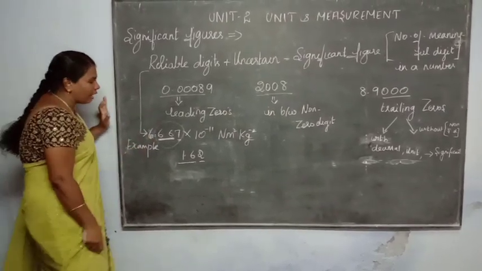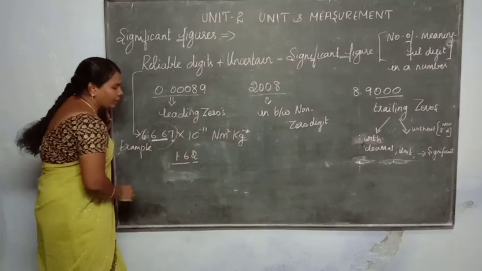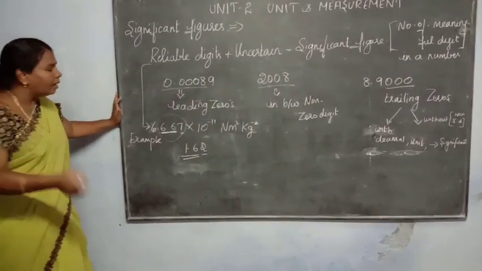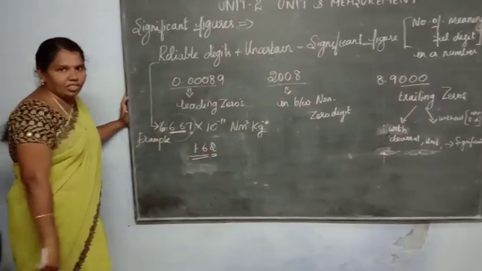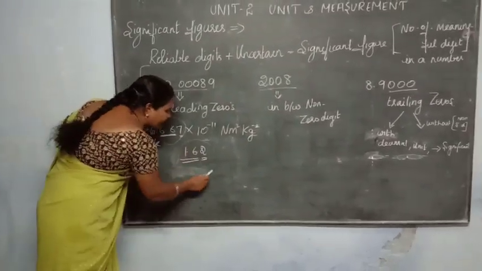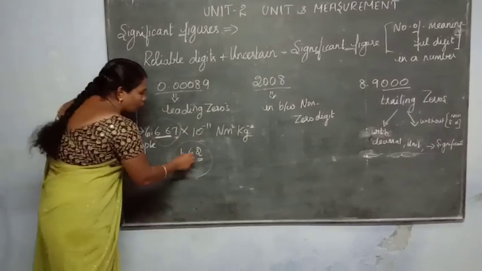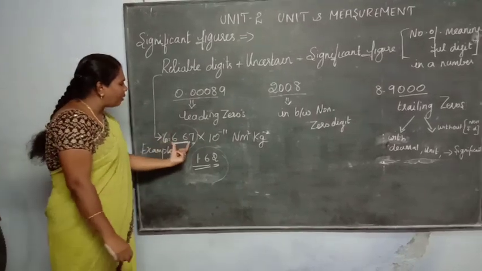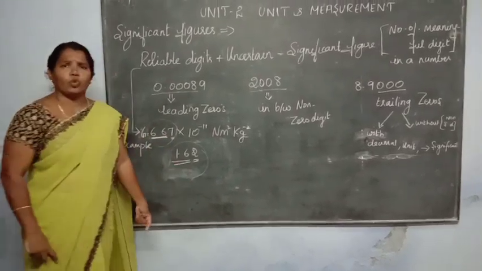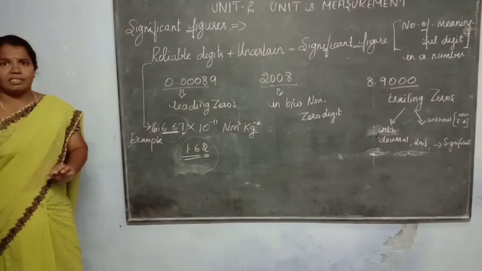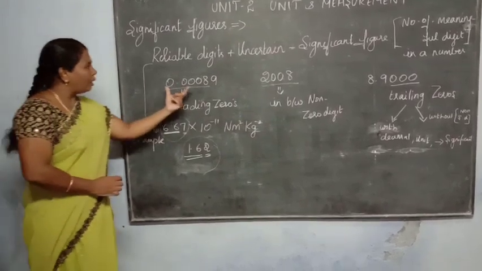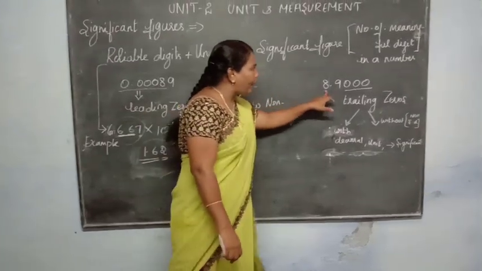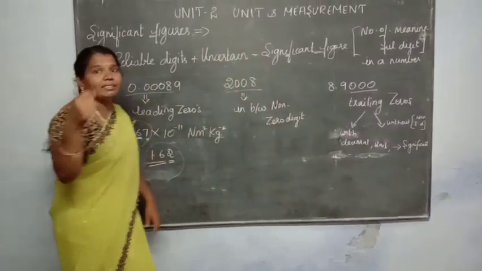See, another example, 1.62. Here, the 1.6 are the reliable, certain digits, and 2 is the uncertain digit. So the total number of significant digits is 3, that is 1, 2, 3. So this is called the significant digits. If it is in an easy manner, like 6.67 or 1.62, you can easily calculate the significant digits. If it is in a form like 0.00089 or 2008 or 8.900, the number of significant digits varies.